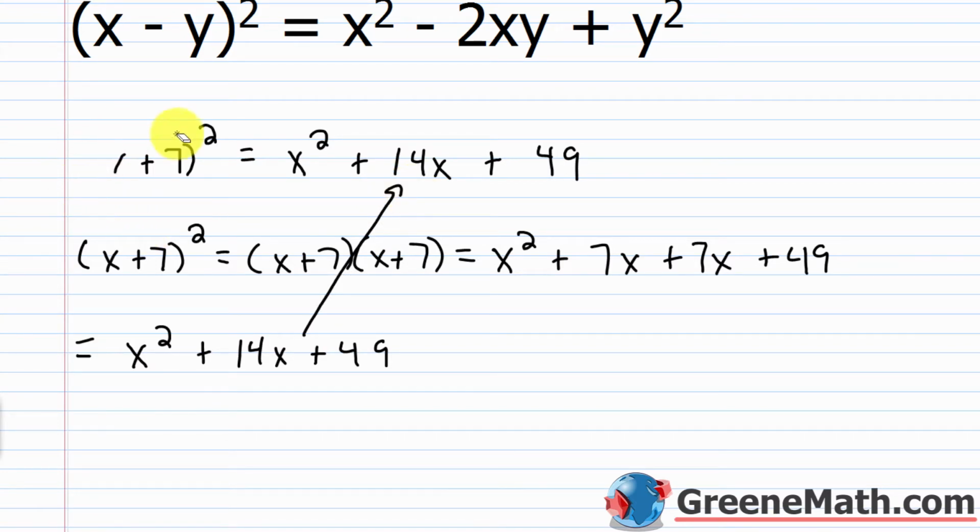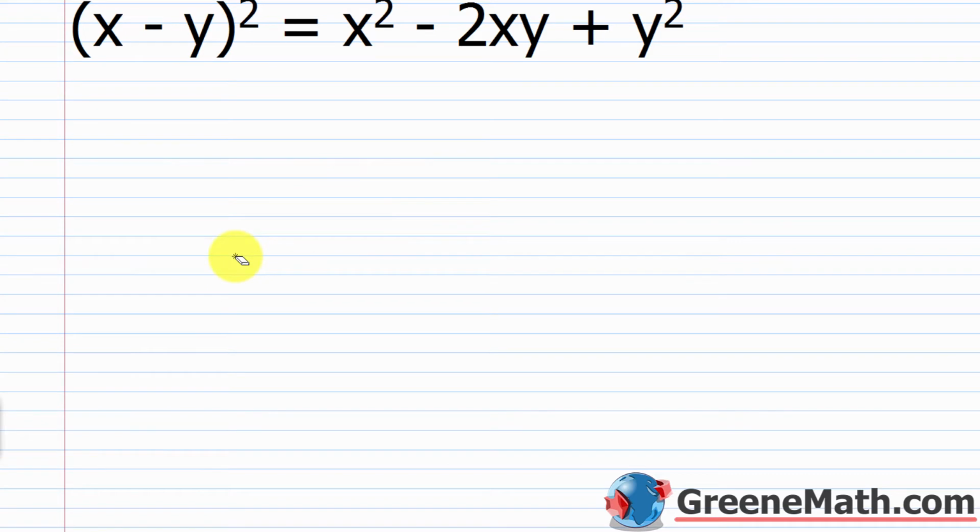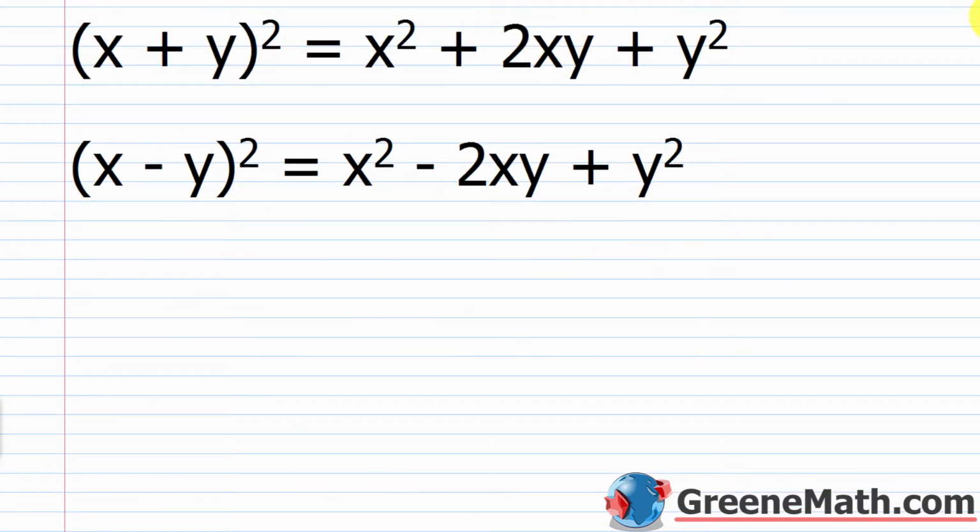Now, there's another one that we didn't look at yet. And the only difference between the one we looked at already and this one is that there's a minus sign. So there's a slight modification. It's the same thing to remember. It's just that there's a minus sign in front of the 2xy. So, for example, if I had something like x minus 3, that's squared.